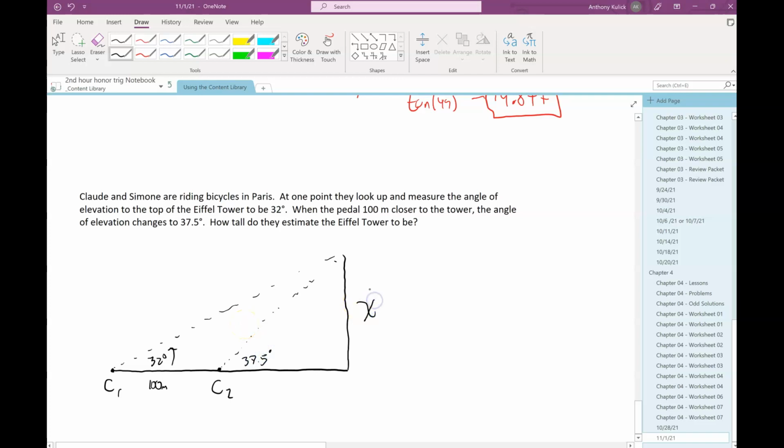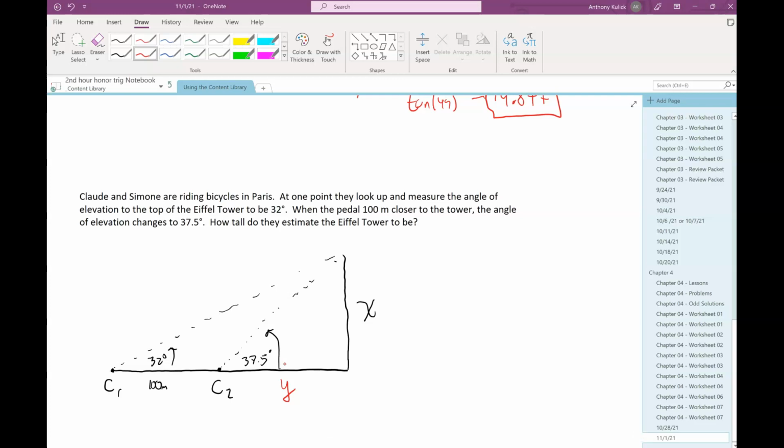How tall do they estimate the Eiffel Tower to be? Everybody's cool with the picture I've drawn here? Okay. What's the issue, though, with this picture? Do we know a side length and an angle measure for any right triangle here? No. That's a problem. So if we knew this little piece, though, that piece that I call y, we could do this problem, correct? If I knew that length, I could do this.